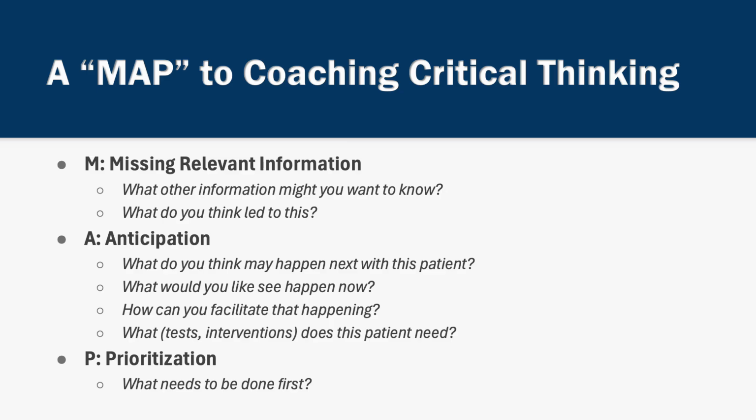Next, the learner should be encouraged to anticipate and think through what may happen next. This can be prompted by asking, "What would you like to see happen now, and how can you facilitate that happening?" The last step is prioritization. Now that the correct steps have been identified, it is important to identify what needs to be done first.